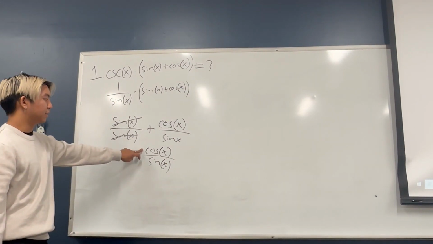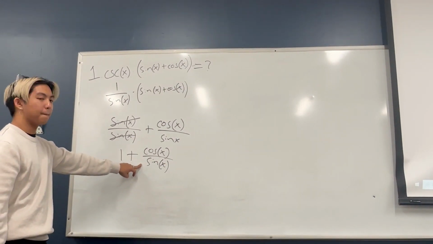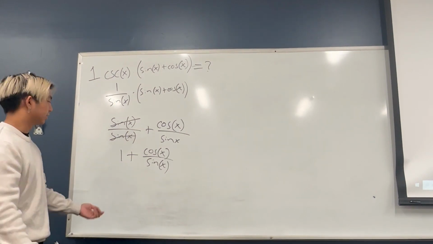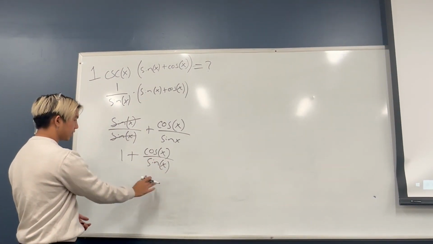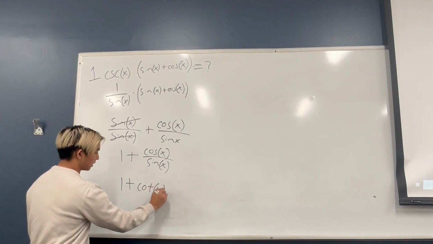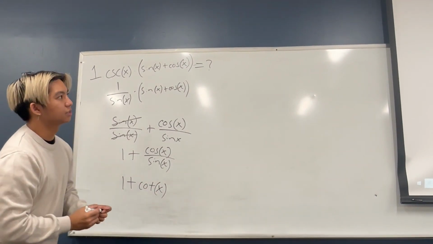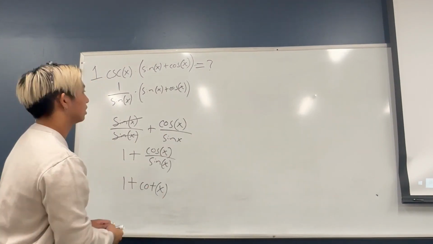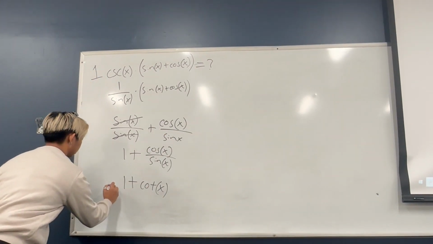Now, what does this look familiar to? Cosine over sine, right? That looks like cotangent. So we're going to change it into cotangent. So this becomes 1 plus cotangent of x. And that should be our answer, which is letter A.